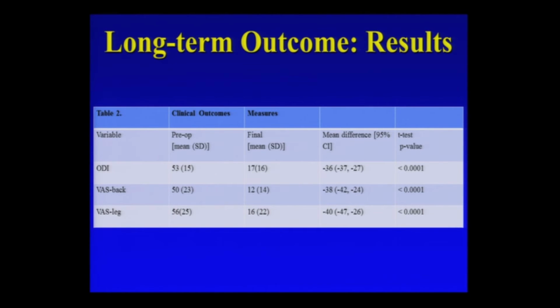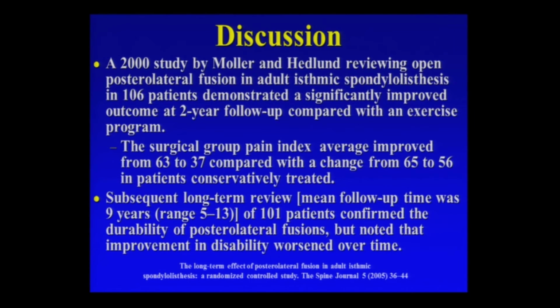And so this is the long-term change that we found in ODI. So mean ODI on entry of 53, which is in the severely disabled range, and ODI at a mean of 6 years of 17, which is in the minimal disability range. And VAS back and VAS leg also significant preoperatively, as you can see, and both with sustained reductions at a mean of 6 years.